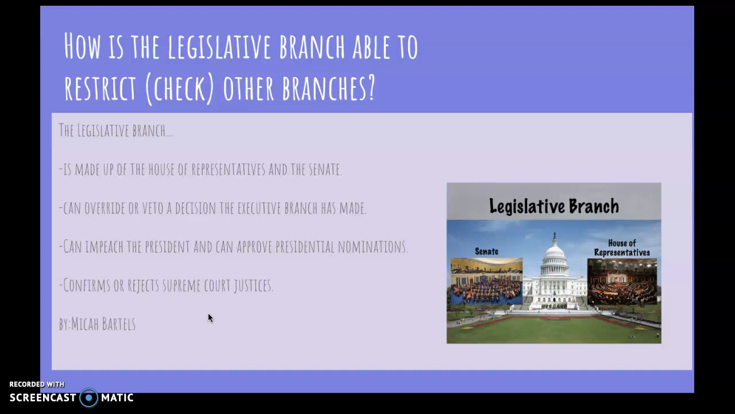So if the president wants somebody in a position, the legislative branch can deny that if they don't think that person's fit. And the same with the Supreme Court. If they don't think a Supreme Court justice is fit, they can remove that person from office by impeaching them. They can also just reject their nomination in the first place and not allow them on the Supreme Court.